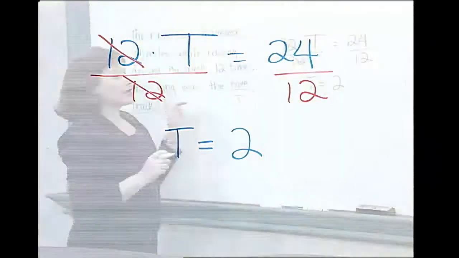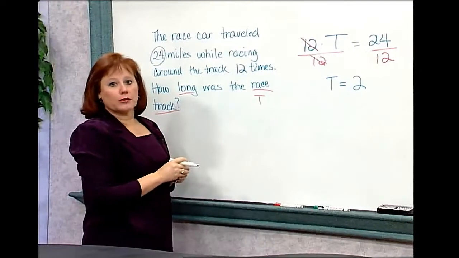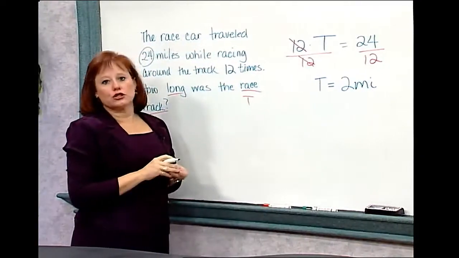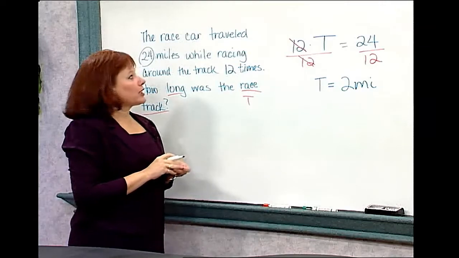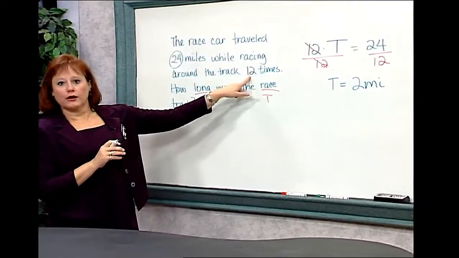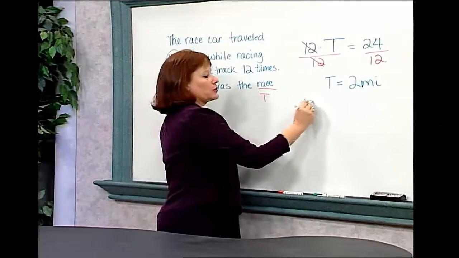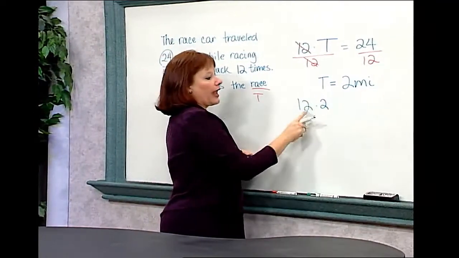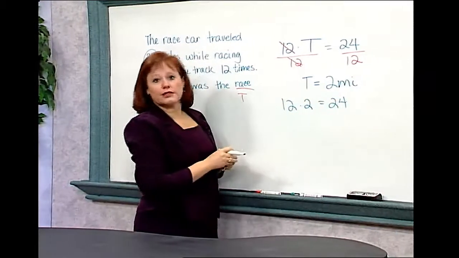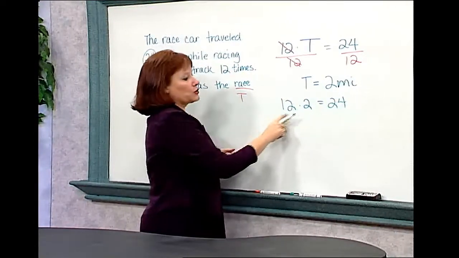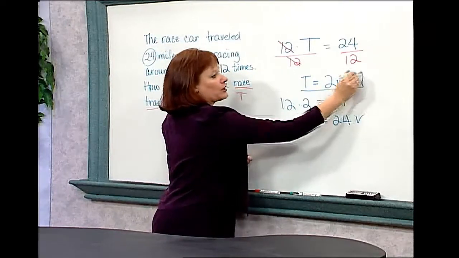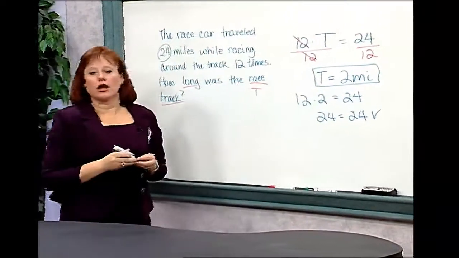Now remember, we're talking about miles, so we want to label our problem carefully as 2 miles. So we believe that the track is 2 miles long. We'll check it back in our problem. We know that the race car has gone around the track 12 times. If it's gone around the track 12 times and the track is 2 miles long, we want to see if that's equal to the total distance traveled of 24 miles. 12 times 2 is 24. So our problem checks out. And we know that the racetrack is 2 miles long.